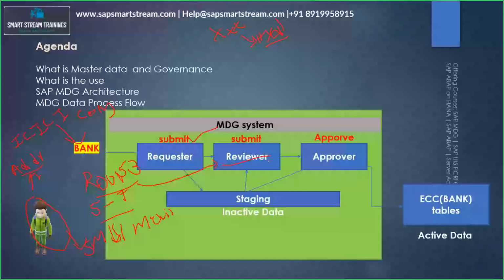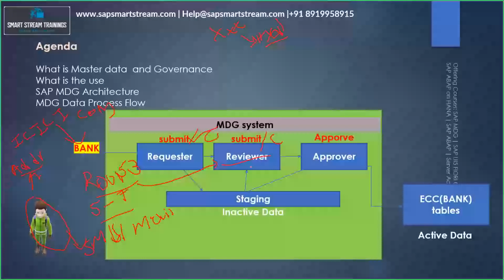Has this customer submitted the supporting documents related to address, like the PAN card and Aadhaar card? Are they valid or not? Everything is done by this reviewer. The reviewer also has two authorizations, either submit or cancel. These are the two authorizations.